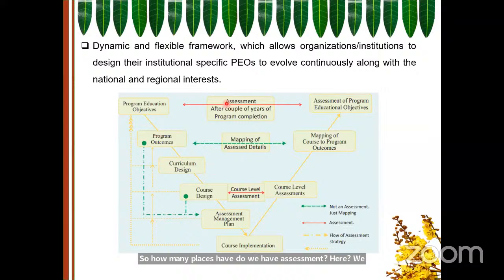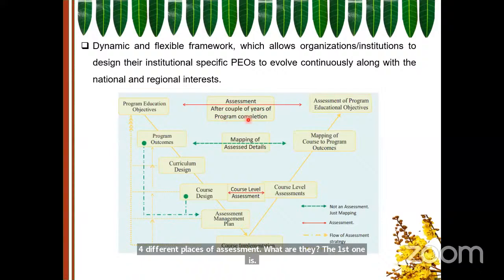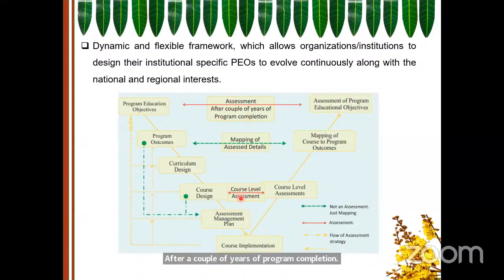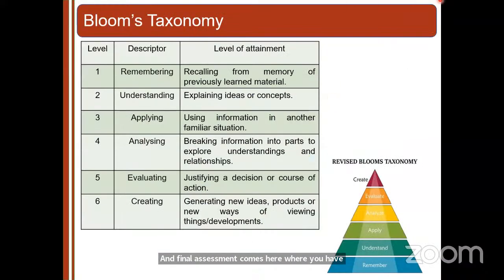What are they? The first one is assessment after a couple of years of program completion. The second one is course level assessment. The third is assessment of your management plan. And the final assessment comes here, where you have assessment of program educational objectives. These can be done with the help of assessments, and these assessments heavily depend, at least today, on Bloom's taxonomy and revised Bloom's taxonomy.